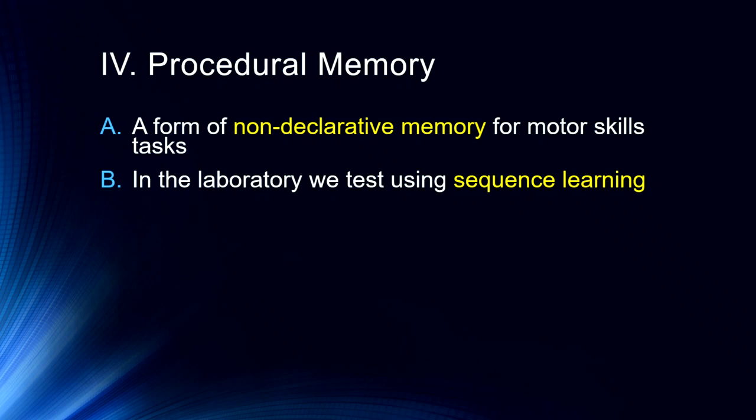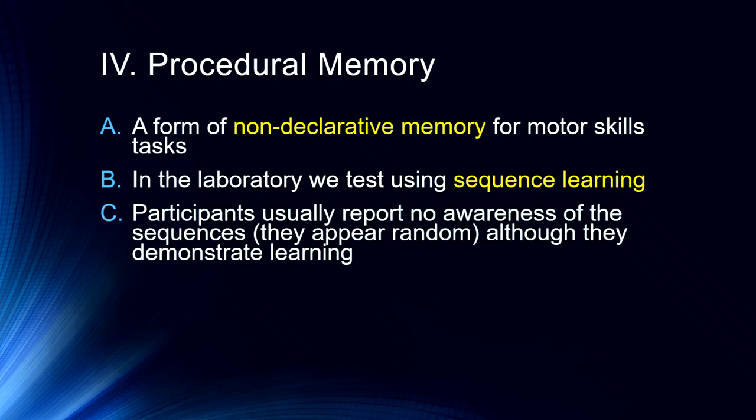In the lab, we use this sequence learning task where people learn to basically tap out sequences with their fingers. They appear to be random, but some of them repeat over time. Participants usually report not being aware of the sequences. That is, they think that they're random. They don't remember learning them, although they demonstrate learning, but this isn't always. It's one of the things to keep in mind.